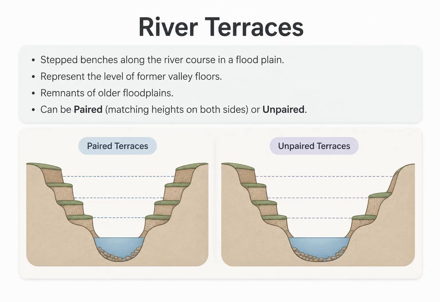If you look at the sides of some river valleys, you'll see stepped benches that look like giant staircases. These are river terraces. They are actually the remnants of older, higher floodplains. When a river is rejuvenated, perhaps because the land uplifted or the sea level dropped, it starts downcutting again, carving a new, deeper valley into its old floodplain. The abandoned edges of that old floodplain are left high and dry as terraces.